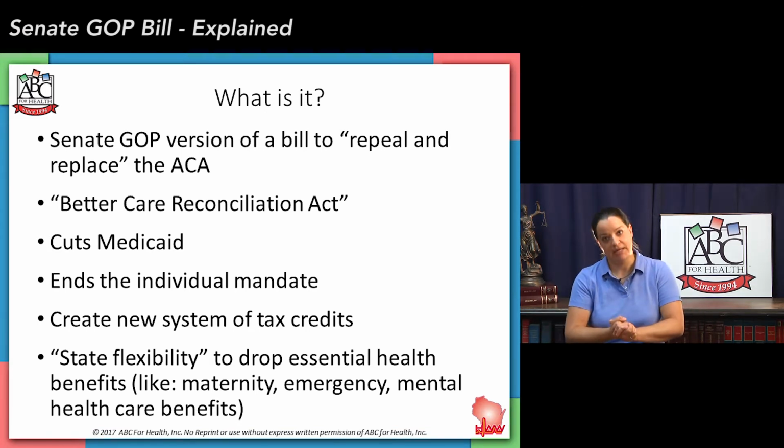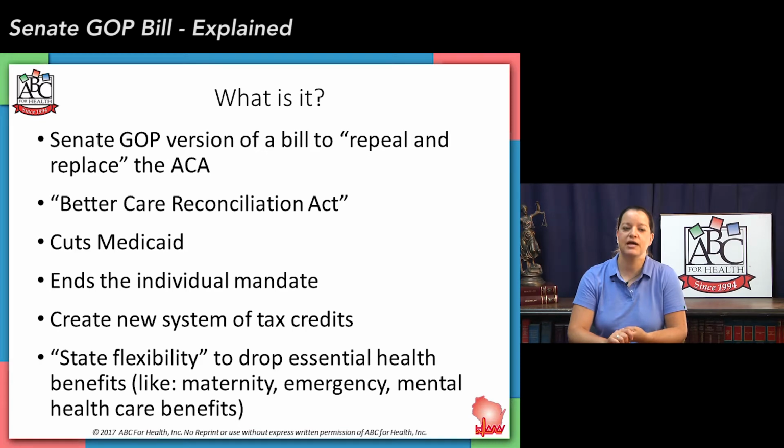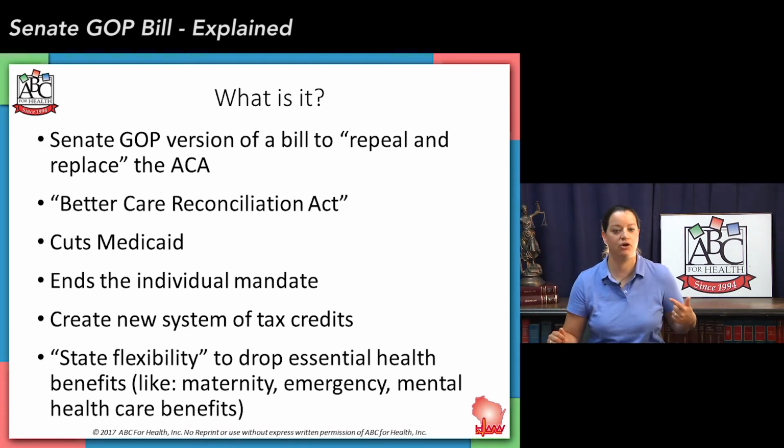Overall, what's it doing? It's cutting Medicaid. It's taking a big shot at the Medicaid population, introducing things like per capita caps, like we saw in the House version, getting rid of things like the individual mandate, putting an end to Medicaid expansion, phasing that out over time, scrapping the tax credits that are there, and any tax that would help pay for the Affordable Care Act that exists now would be re-envisioned. And instead, we would have a new system of tax credits. And the last provision, giving states flexibility to drop essential health benefits, something we saw before. That looks a lot like getting rid of the expensive care, maternity care, emergency services, and mental health care benefits.